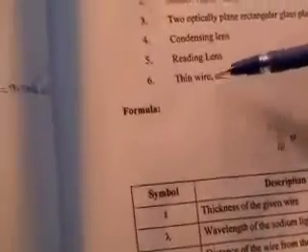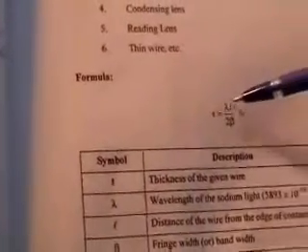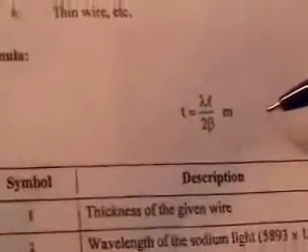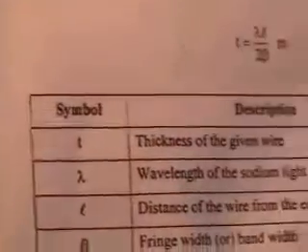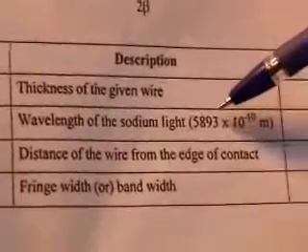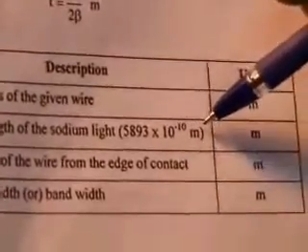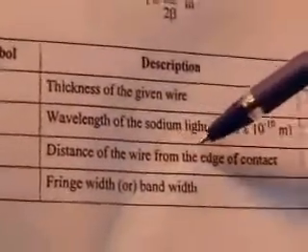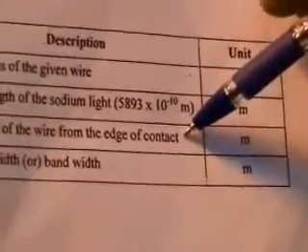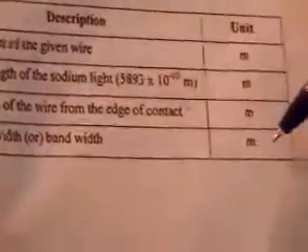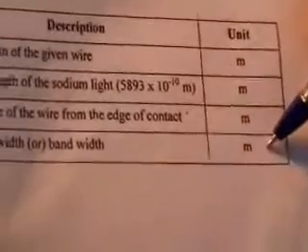The formula used here is thickness of the given wire T = λL / 2β meters. T is the thickness of the given wire in meters. Lambda is the wavelength of the sodium light that we are using, that is 5893 × 10^-10 meters. And L is the distance of the wire from the edge of contact. We will see now what is the edge of contact. And beta is the fringe width or the bandwidth which we are going to calculate in meters.